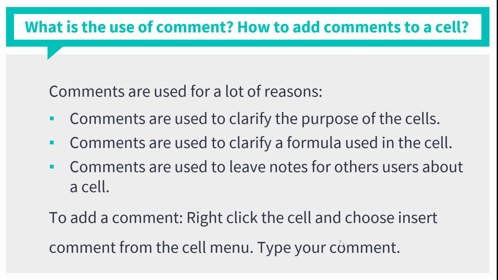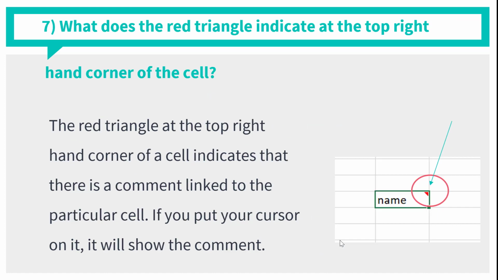What is the use of comment? How to add a comment to a cell? Comments are used for a lot of reasons. Comments are used to clarify the purpose of the cells. Comments are used to clarify a formula used in the cell. Comments are used to leave notes for other users about the cell. To add a comment, right click on the cell and choose insert comment from the cell menu and type your comment.